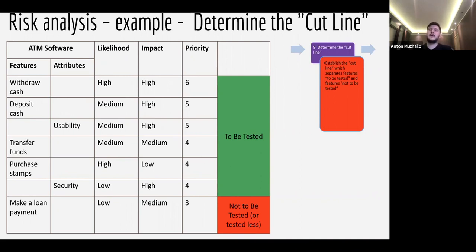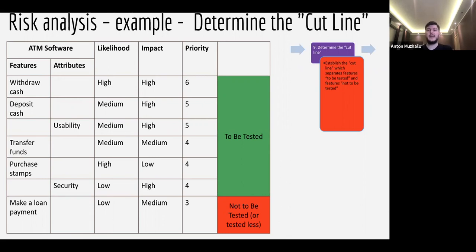So we can actually establish this cut line, saying, okay, this will be tested very well, this will be tested somehow, and this won't be tested at all. And to understand this cut line, it's needed to think about what it means. Usually it says, what is in green, what is to be tested, means that we'll have test cases, test design, execution, put it into regression, etc. But what does red mean here? It means that this feature will be manually experience-based tested, and that's it. No checklist, no test cases, just going through it, and that's it.